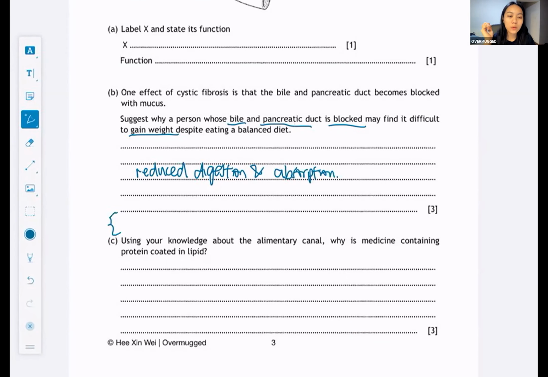I don't know if you guys had any idea, not sure whether you're able to answer this question. But let's go through the whole flow. When you see this question, you're like, oh my god, I don't know why medicine needs to be coated in lipid. That's the first reaction. We never learned that. Then we think, what chapter is this testing? Because I always tell my students, they cannot test you on something that you don't know. They can't just test you on anything out of the way. It has to be something that you know.